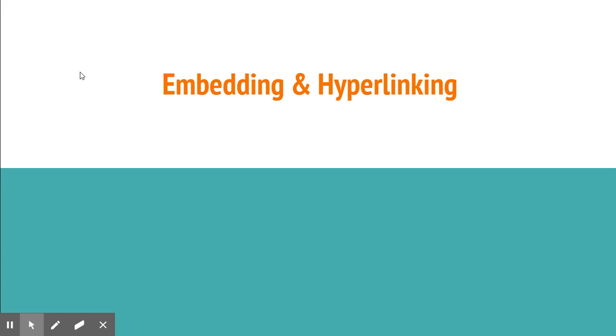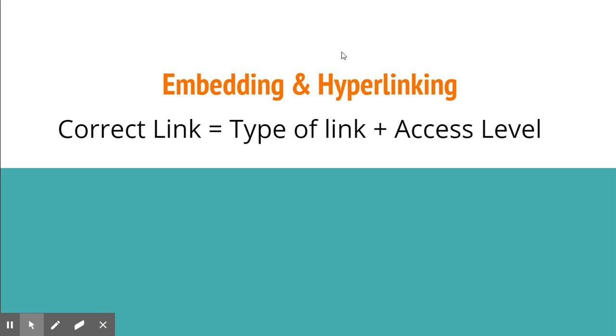So let's think smarter, not harder. In that case, we're going to be embedding and hyperlinking. If it's dynamic content, stuff that might change, stuff that you want them to explore, let's consider embedding and hyperlinking. Okay. To do this goes back to session 1 when I talked about the correct links. A correct link is the type of link and access level. So access level is, can they only view it? Can they edit it, etc.?